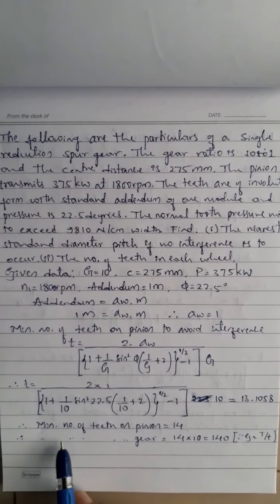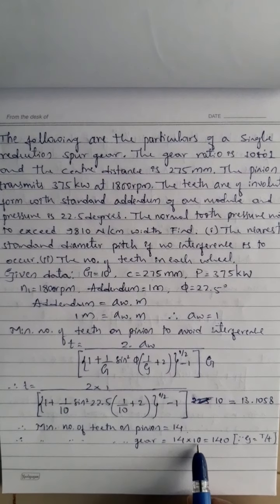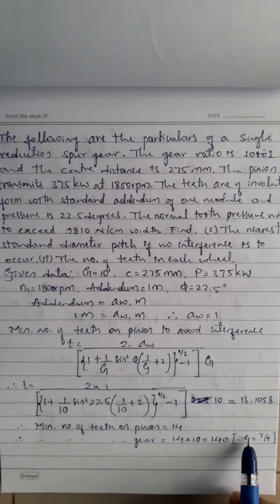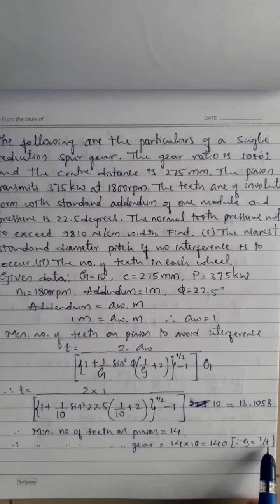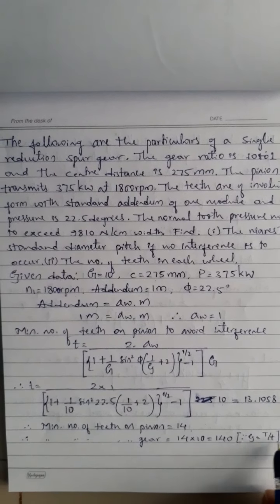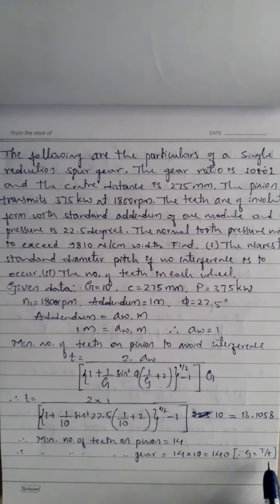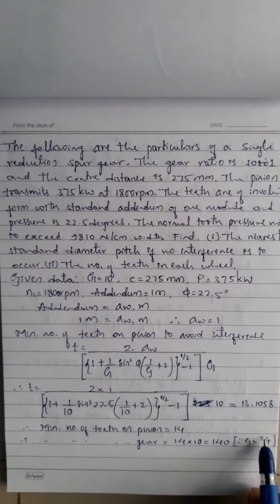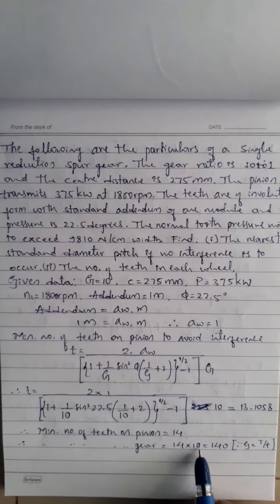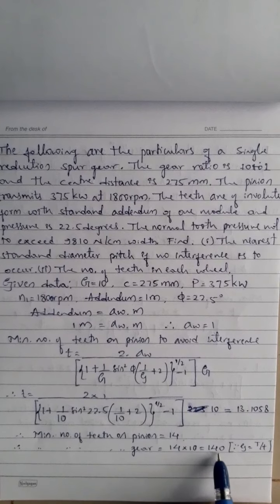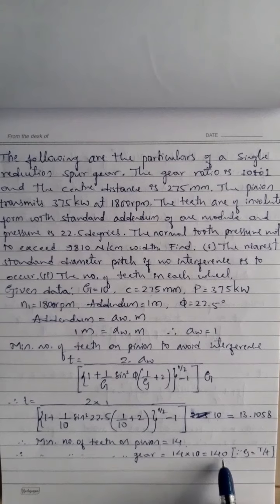Therefore, we can say minimum number of teeth on gear is 14 into 10, that is the gear ratio value, because gear ratio is capital T by small t, and when the small t is known to us, so for finding capital T it is G into small t. So we get 14 into 10 as 140. So 140 is the minimum number of teeth required on the gear to avoid interference.